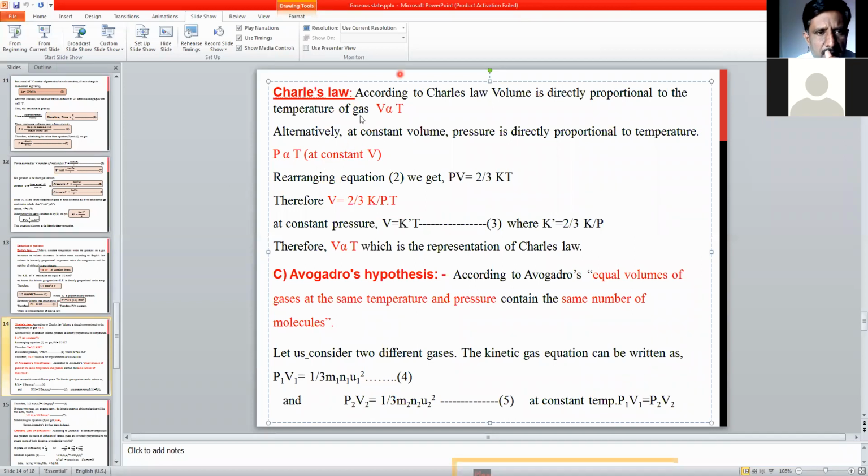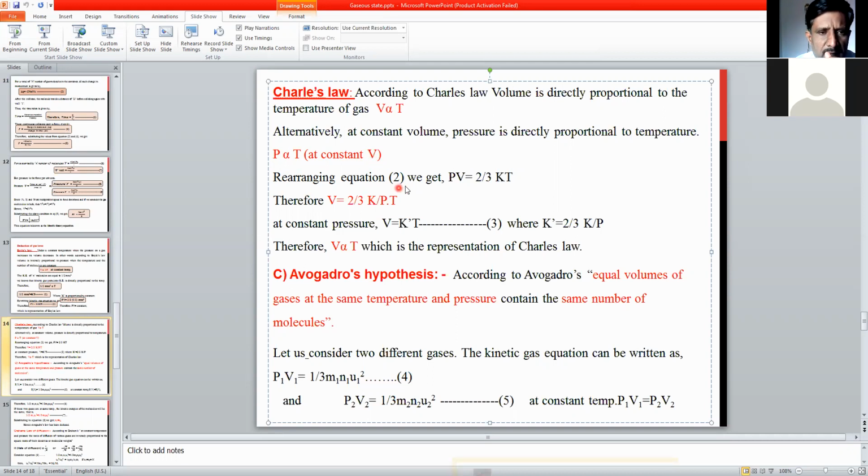Alternatively, we can write this Charles law in another way. At a constant volume, pressure is directly proportional to the temperature. If you increase the temperature, automatically pressure will increase. If you decrease the temperature of a gas molecule, pressure will decrease. Means pressure is directly proportional to the temperature when the volume of gas is constant.